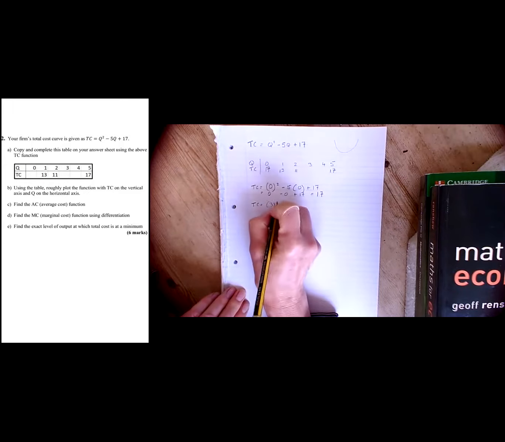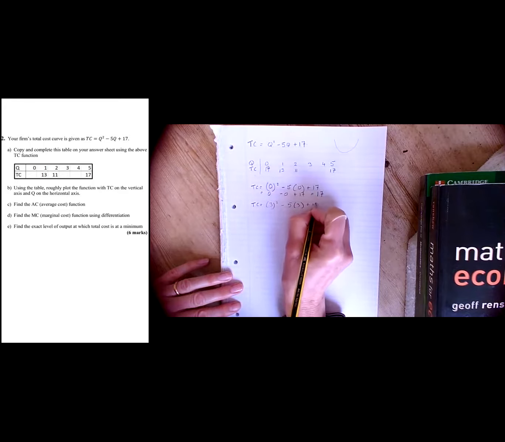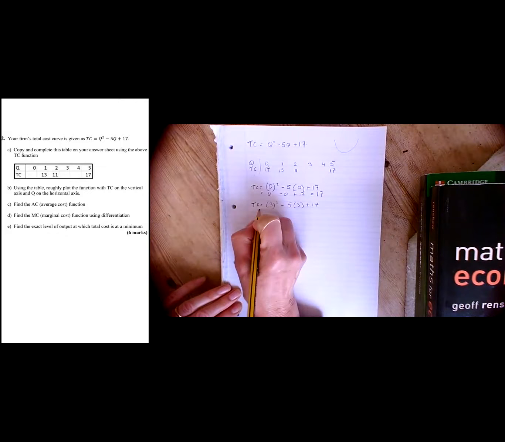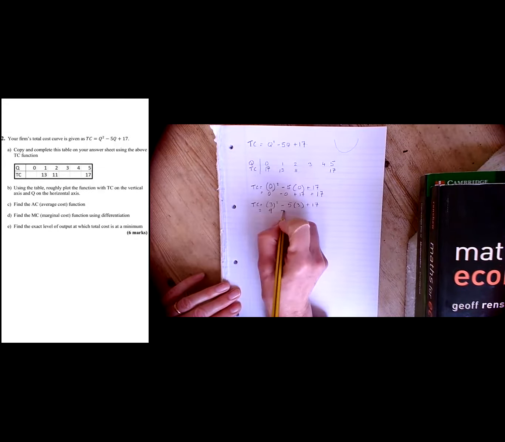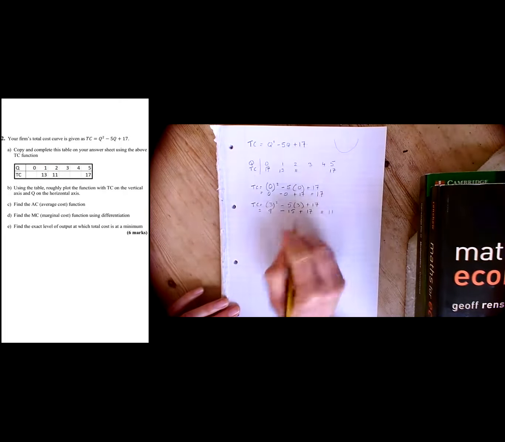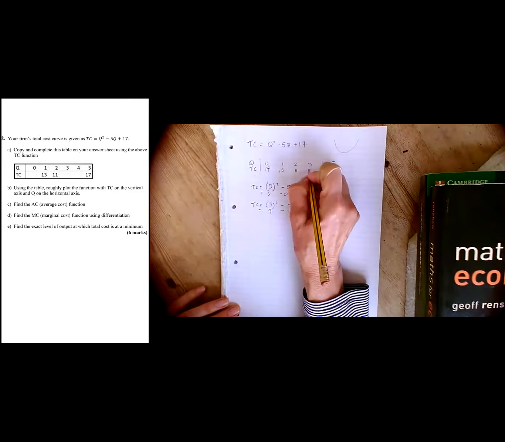So we're going to put that in. 5 times 3 plus 17. See, wherever there's a q, we now get a 3. So 3 squared is 9, minus 5 threes are 15, plus 17, and that is 11, I think. That's 2 plus 9 is 11. So we have another one there.